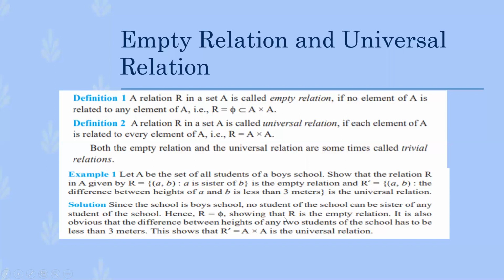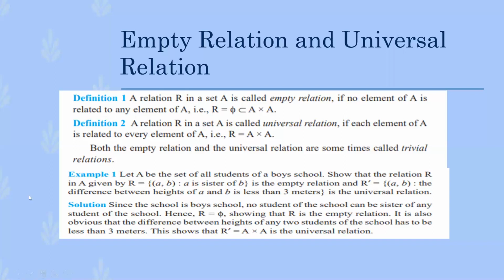Now see here, showing that R' is the universal relation is also obvious. The difference between heights of any two students of the school, right? Their height difference has to be less than 3 meters. It's obvious: whichever pair of students we take, and we consider the difference of their heights, it will always be less than 3 meters. It's but obvious, it's very common sense.